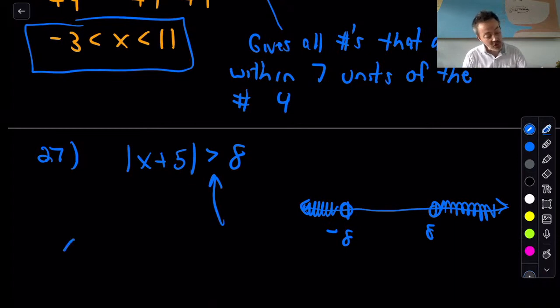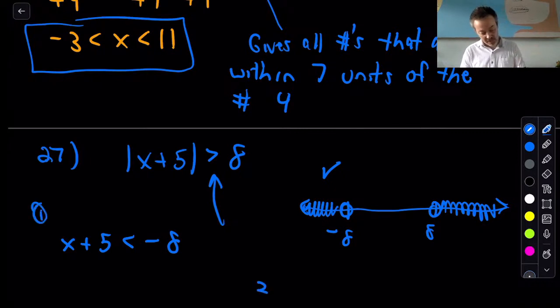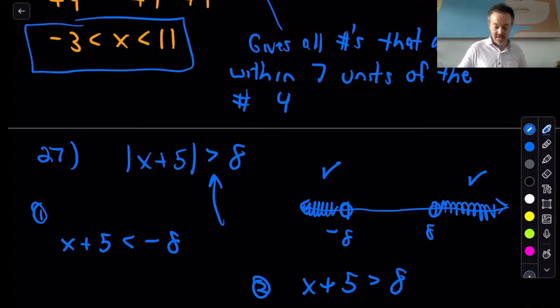So we need to solve 2 inequalities. We want x plus 5 to be less than -8. That is going to give us that first interval of numbers. And then we also have to solve the inequality x plus 5 simply greater than 8. And that's going to give us this second little set of numbers.